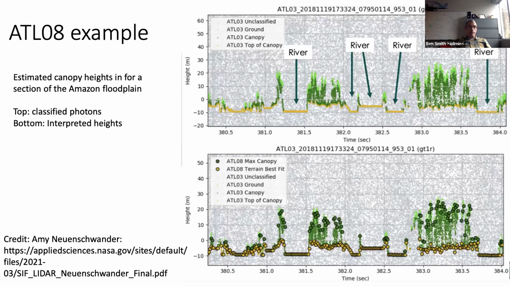Here's an example of what this looks like. Here's the photon classification that is available on ATL08 to be applied to ATL03 photons. And here is the interpretation that's generated based on that, so telling you about how high the trees are and how high the land is. When this is working well, it's pretty incredible.